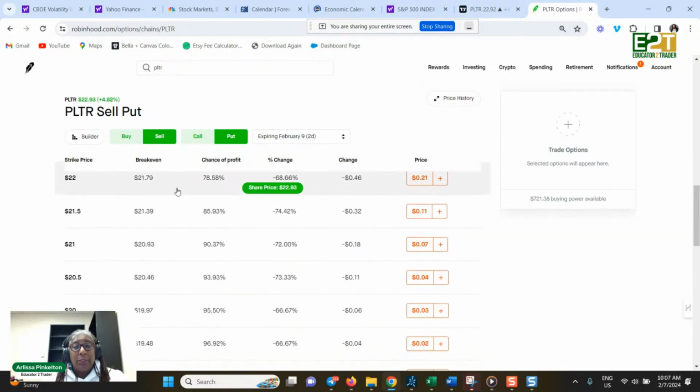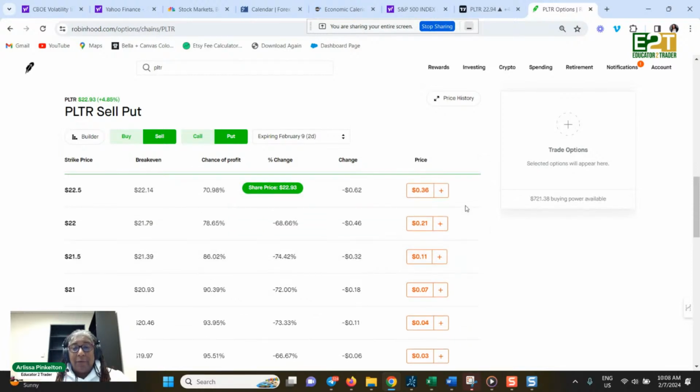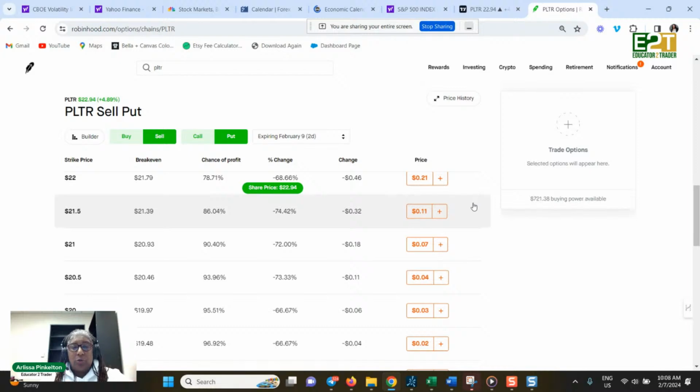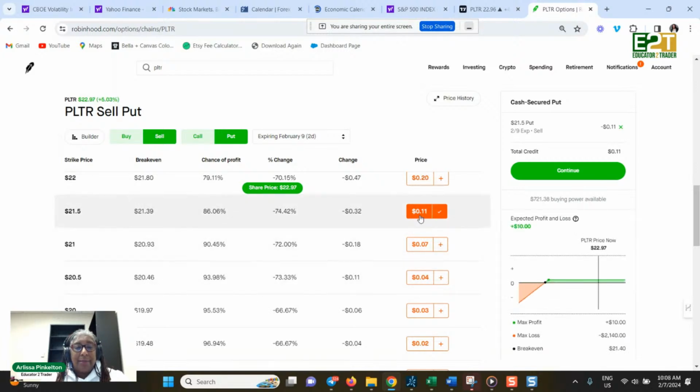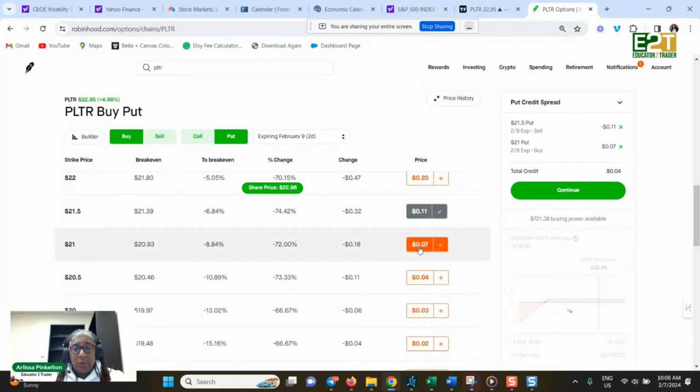Now, when you're in Robinhood, you have to pick your own sell leg and buy leg. So you have to do this yourself. In Thinkorswim, you got the vertical, but here you got to do it for yourself. So we're going to sell a put, and I decided to do the 21.5 on the put side, sell a put. And then we're going to buy a put. This trade is probably going to net $4 or $5.